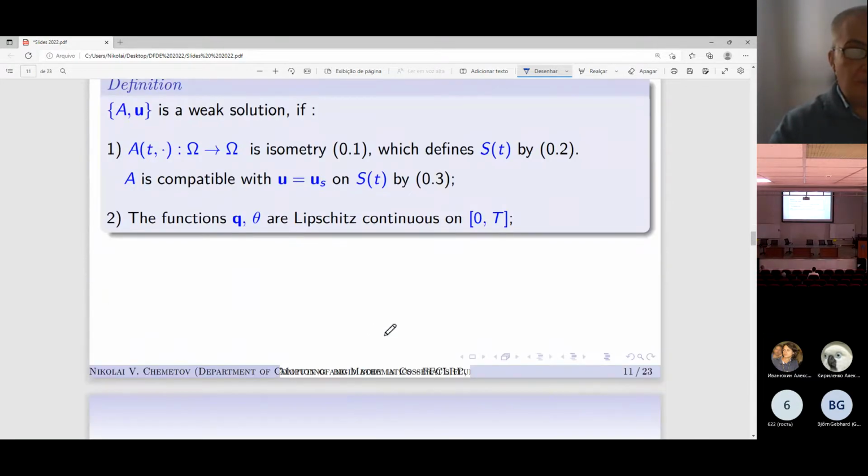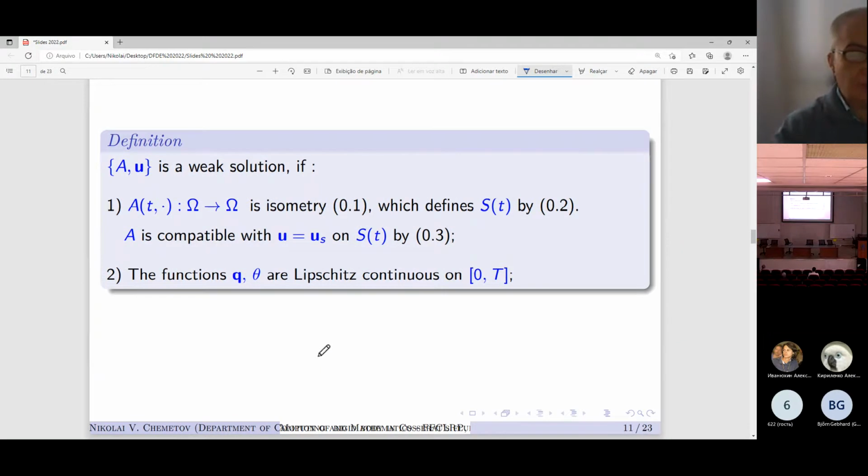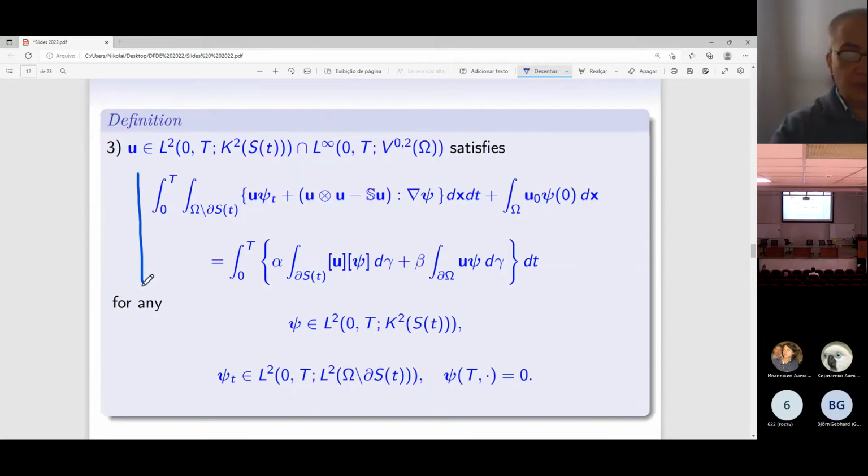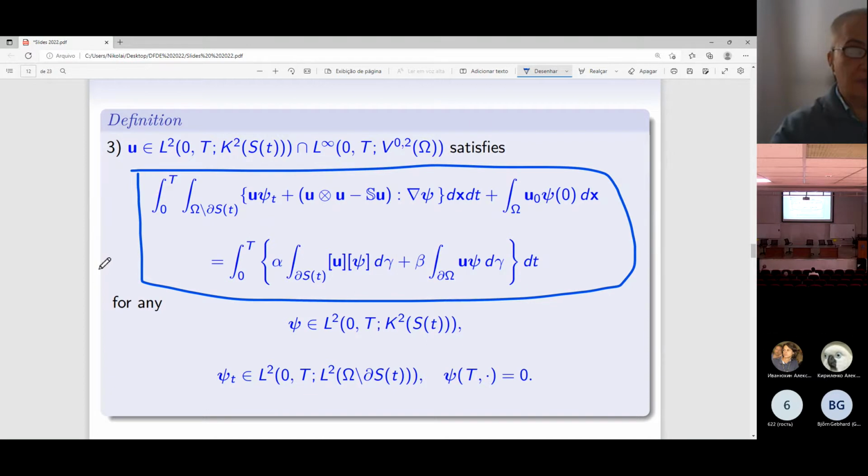Introducing this space, we can introduce the definition of the weak solution of our problem. We take a pair of two functions: our isometry A that prescribes the motion of our body, and the velocity U that exactly coincides with the rigid one inside of the solid, inside of this set, and our velocity satisfies the following integral identity.